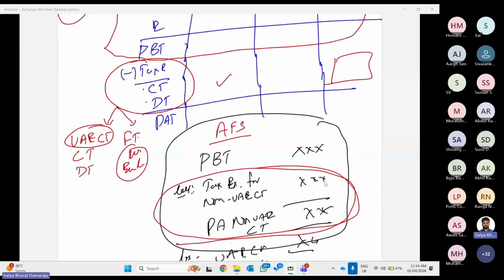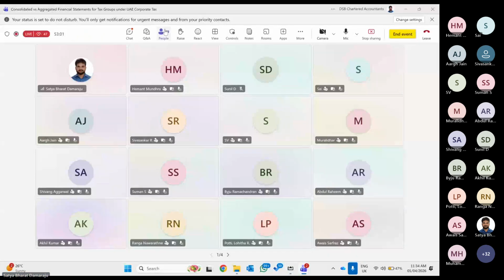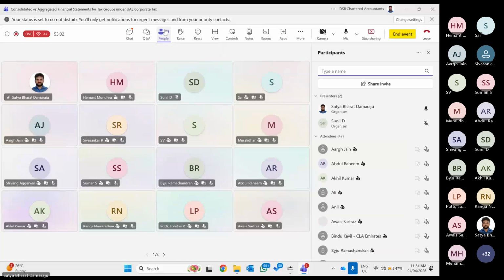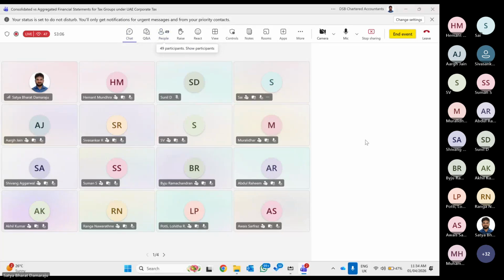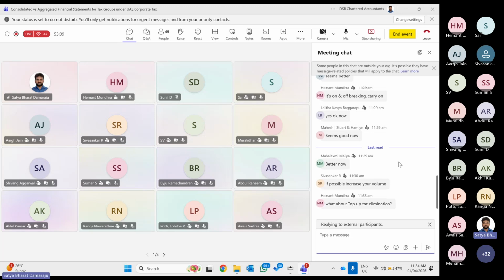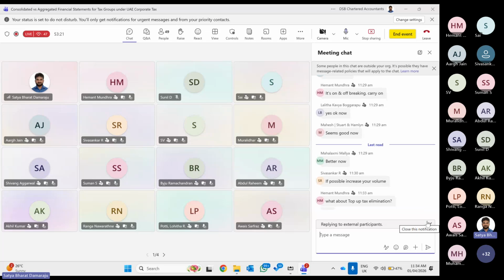Any questions on this? What about top-up tax elimination? No, only UAE corporate tax. Everything else you have to club under non-UAE corporate tax. As of now, that is the framework they have given. Okay, if possible, increase your volume. Okay, I'll speak louder. Better now. Fine.